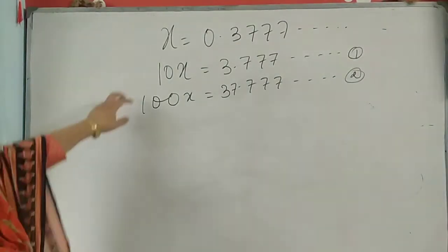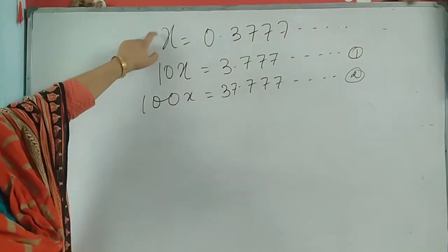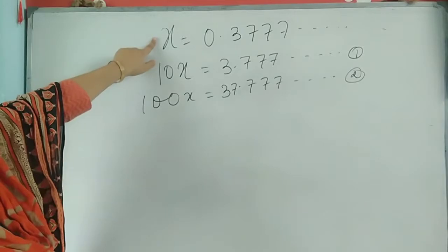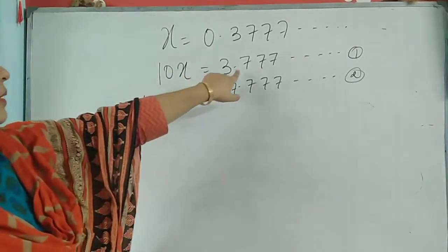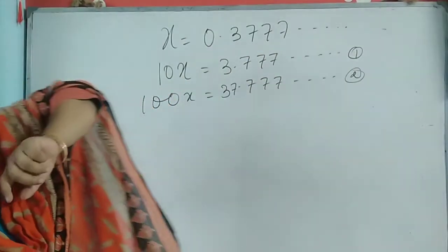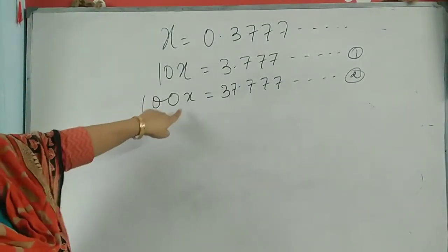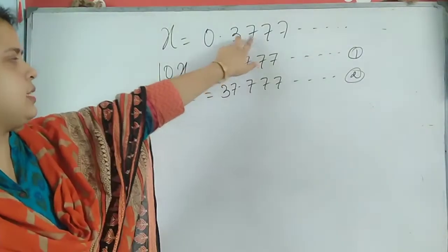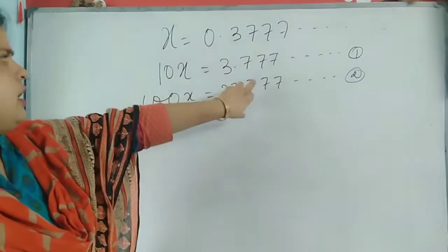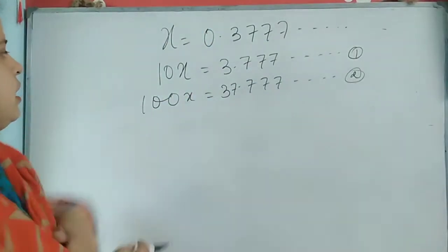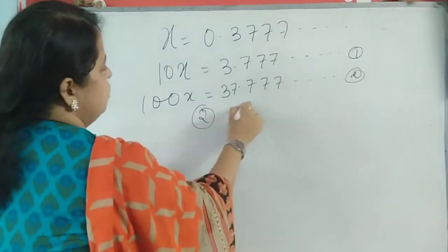Twice I multiplied with this particular x. Once I multiplied by 10, so it is coming 3.77777. Then again I multiplied this with 100x. So again it is coming, this 7 will be shifting here. It is 37.777777. Now again you do 2 minus 1.